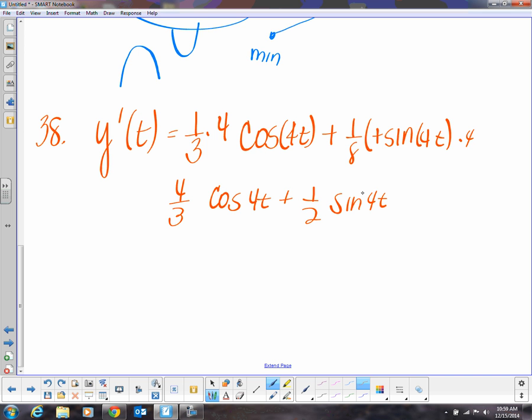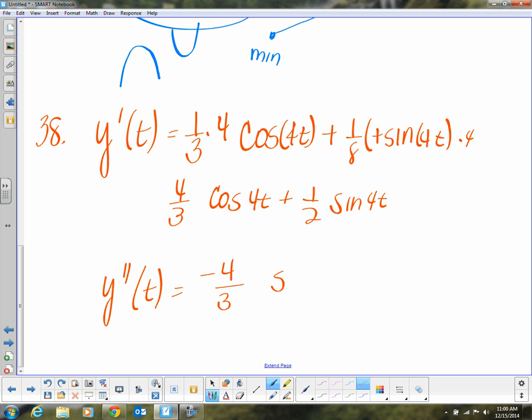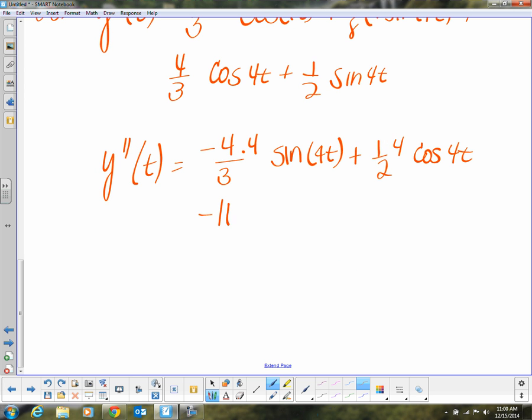What were they asking on this? How many times does acceleration change from negative to positive in the first interval? So now we have to do the second derivative. What's the second derivative? Negative 4/3 sine 4t times 4, plus 1/2 cosine 4t times 4. So you're going to end up with negative 16/3 sine 4t plus 2 cosine 4t. And that's where I lost it. Now at that point you put this in your calculator.